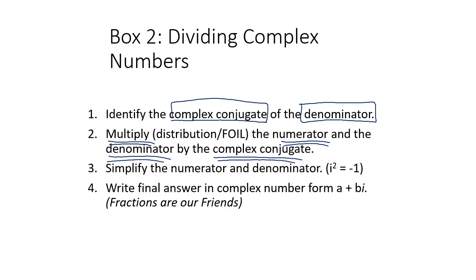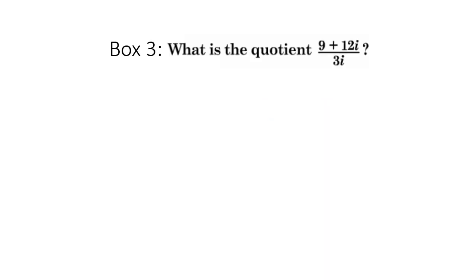All right, here we go. We're gonna go through these 4 steps. Y'all are talking, so that means we're ready to go. What is the quotient of 9 plus 12i divided by 3i? We're gonna go through all 4 steps. So what is step 1? Identify the complex conjugate of the denominator. Our denominator is currently what?